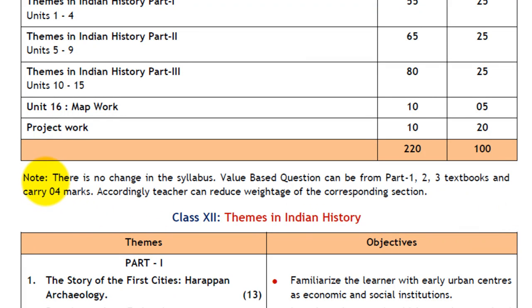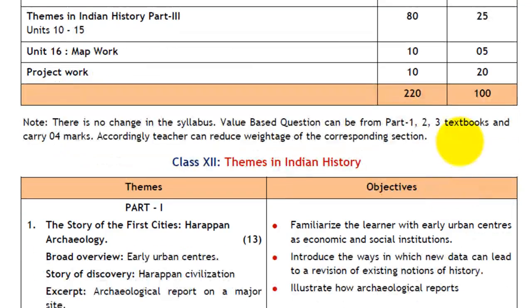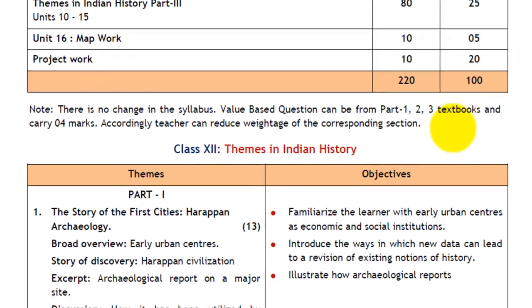This is some important information. There is no change in the syllabus, and the value based question can be from any of the parts, Part 1, 2 or 3 textbooks, and will carry 4 marks. So whichever part it is from, 4 marks will be reduced from the weightage of that section and will be allocated to the value based question.